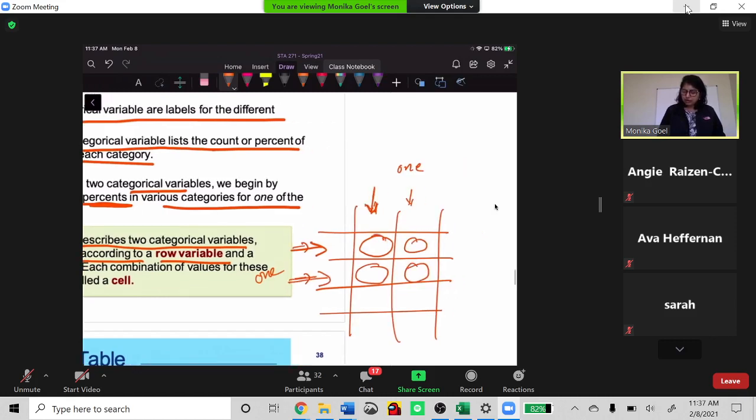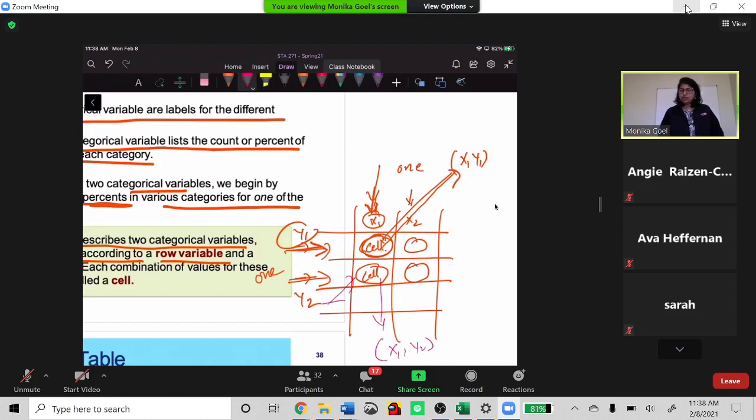Same thing here and here. We cannot get this value until I know the value of this variable and this variable. So this is the value of this particular cell. Let's say I'm saying x1 and x2, y1 and y2. So this cell has the value x1, y1. What is the value of x1 and y1? This cell is representing this. Similarly, this cell is x1 and y2. And then you can keep on doing that.